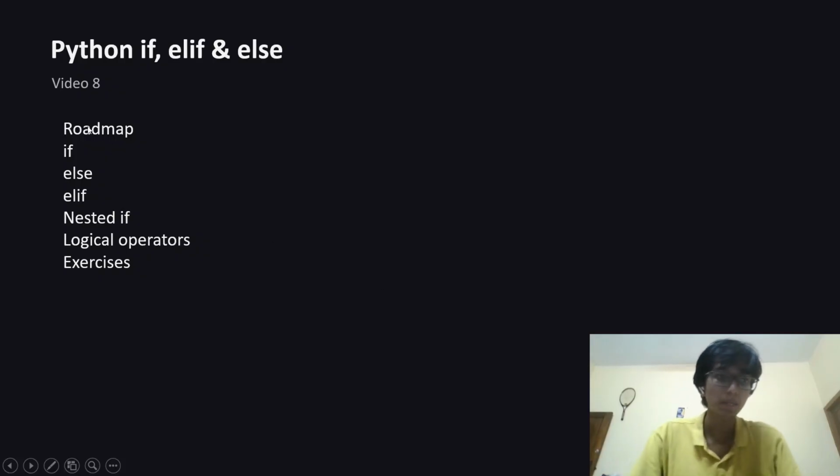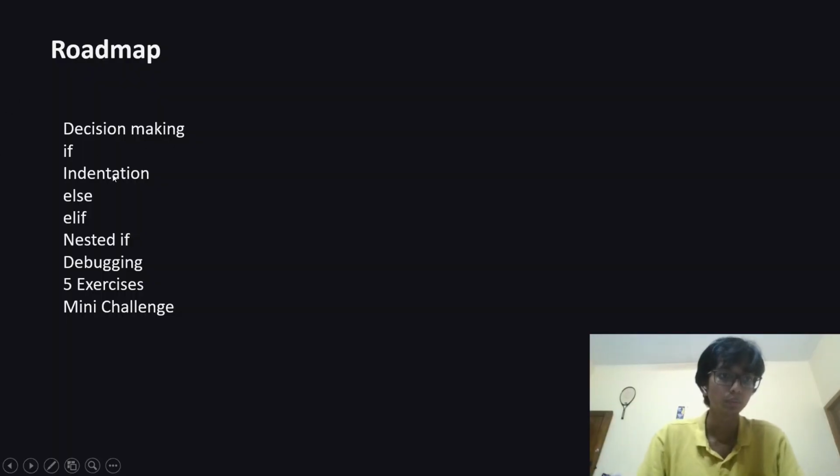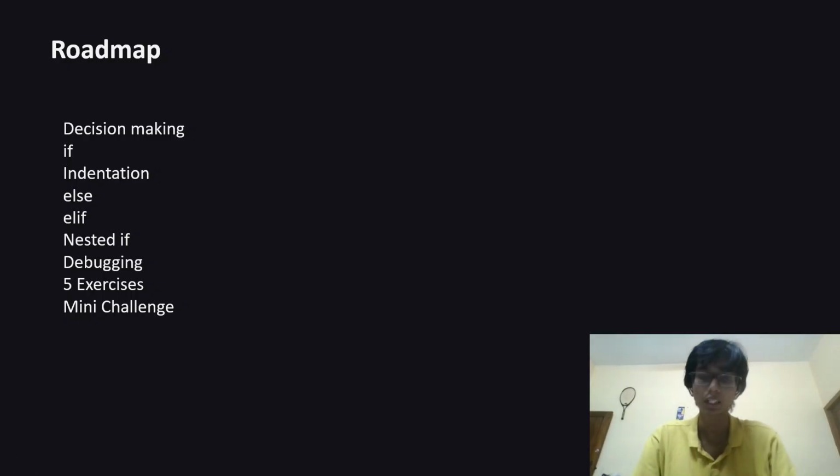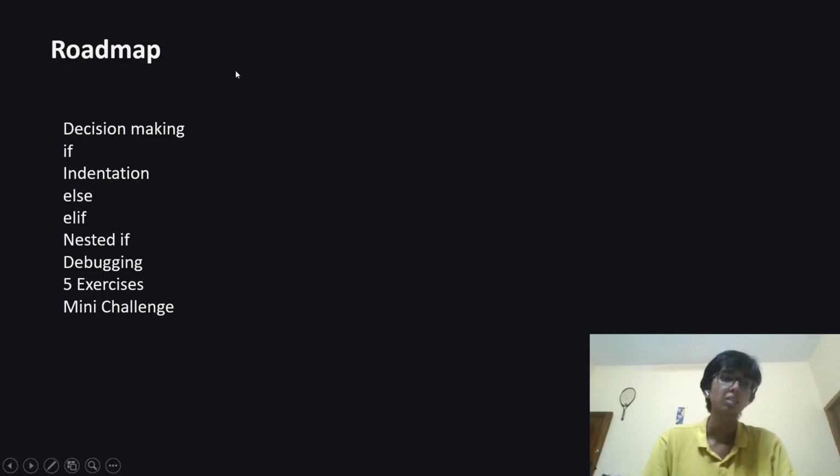Friends, the roadmap is, just like I explained before, going to be used for decision making. We are going to learn how a decision is made in computing. We're going to learn about if. We're going to learn about indentation. What is indentation? Indentation is nothing but space. Then else, elif, and nested if, like I told you. When an if is inside an if clause, it is called a nested if. We will learn to debug. We will do 5 exercises, and we'll also do a mini challenge.